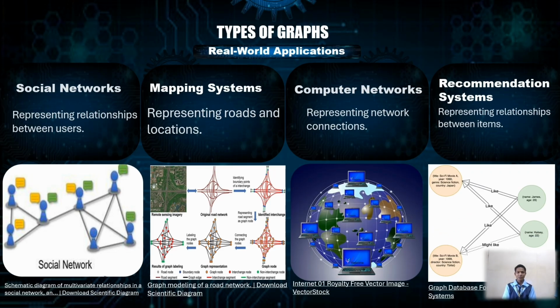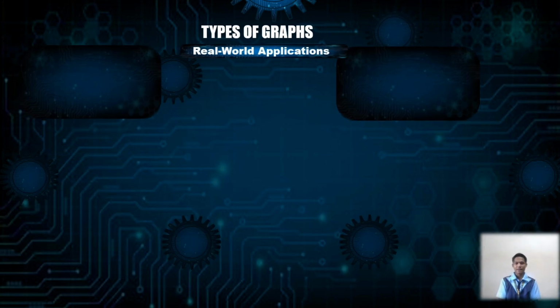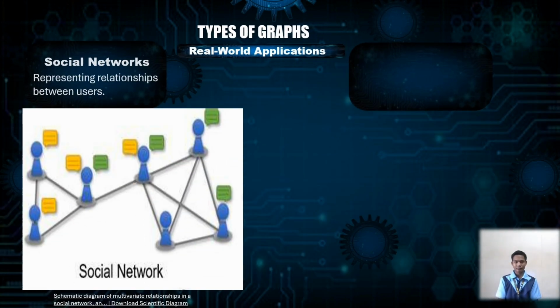Applications of graphs. Social networks representing relationships between users. Mapping systems representing grids and locations. Computer networks representing networks and connections. Recommendation systems representing relationships between items.